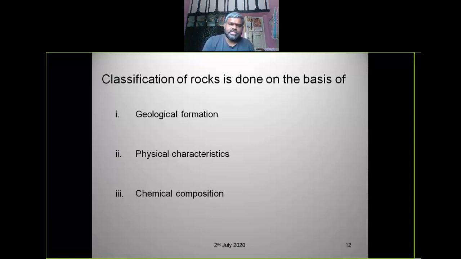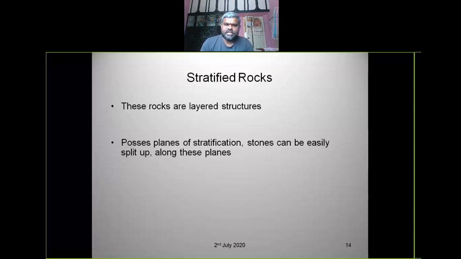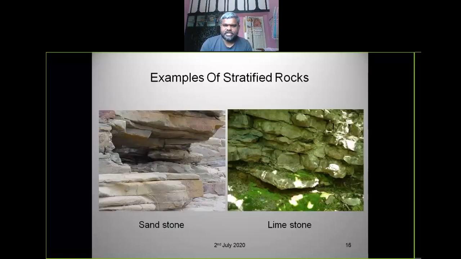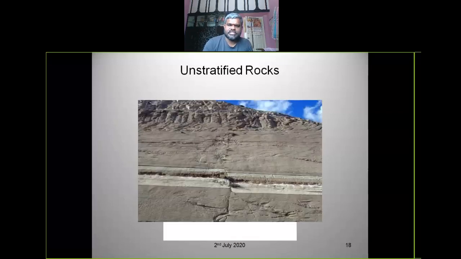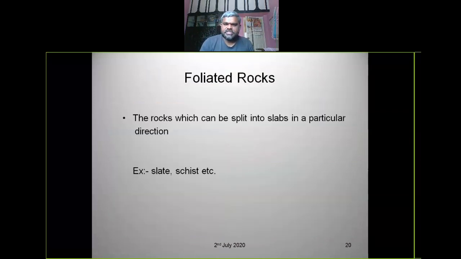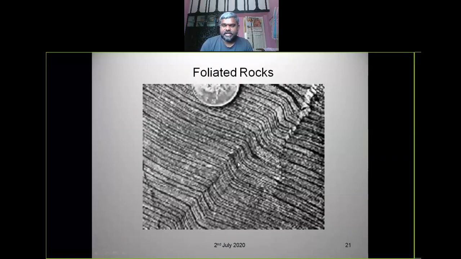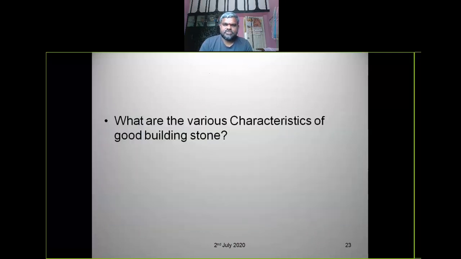Based on chemical composition, we can see laterites, stratified rocks, unstratified rocks, and foliated rocks. Stratified rocks are layered structures, where you can see the layers and remove them. Unstratified means it is a solid rock, with no layers. See here, this is a solid one. Foliated means these also come from layers, but very thin layers. Examples are slate and schist.